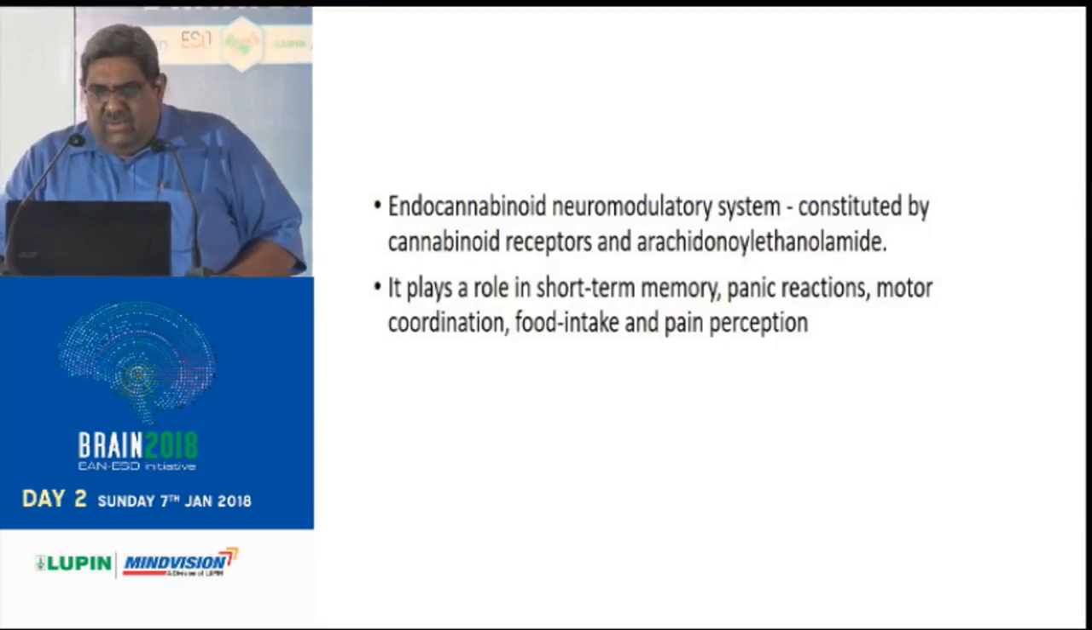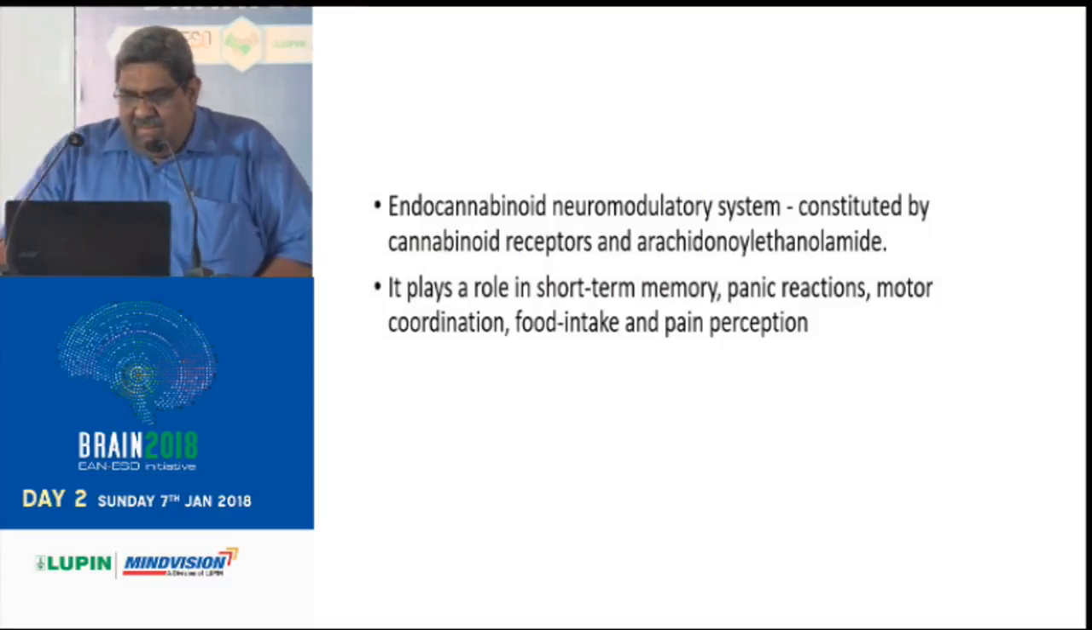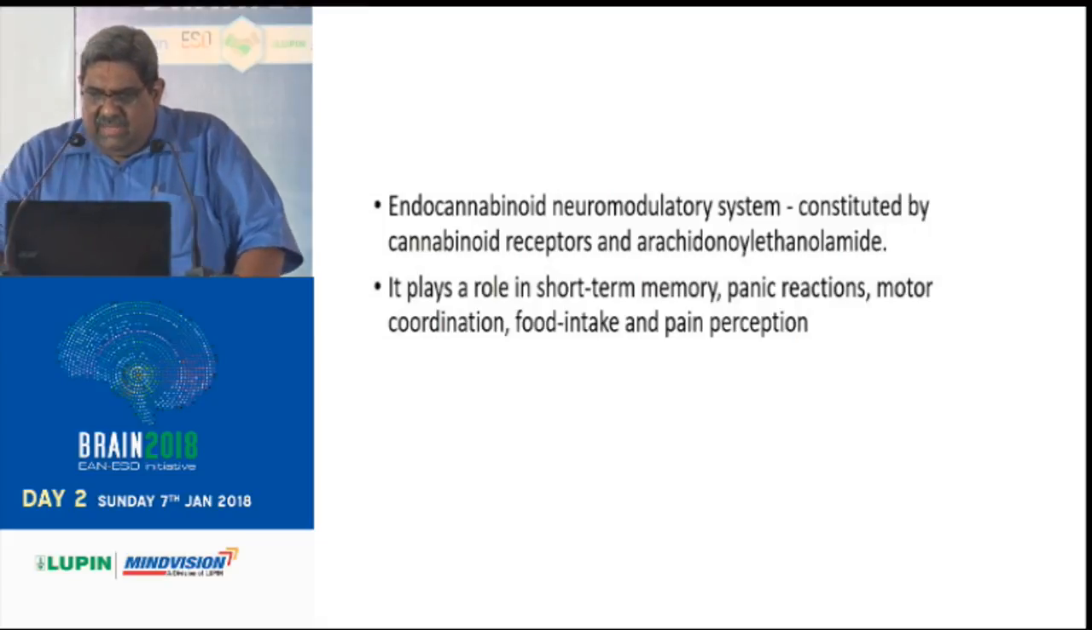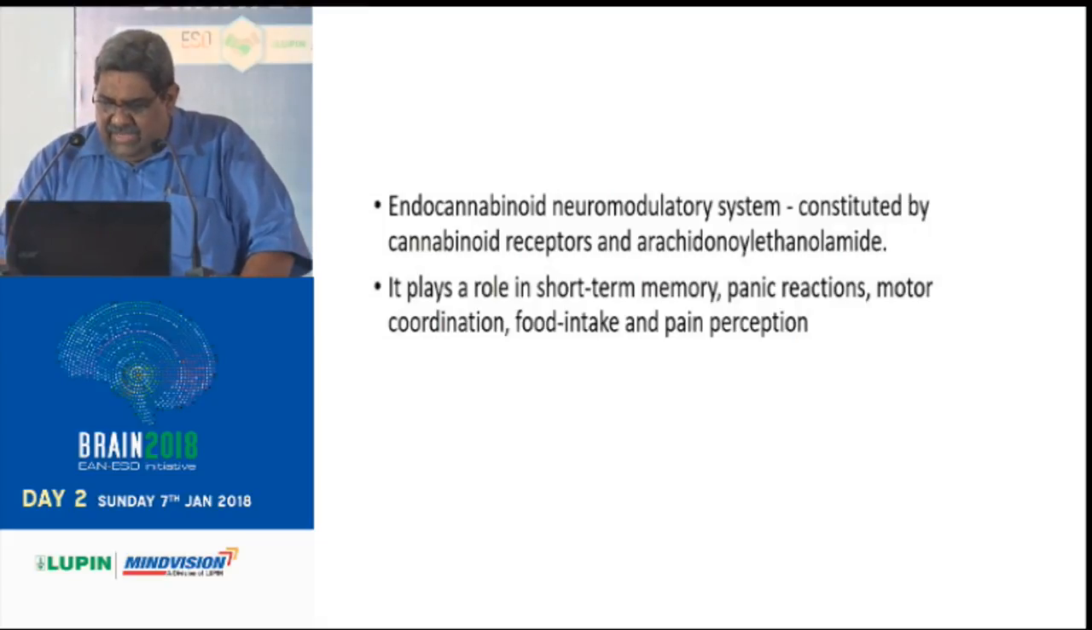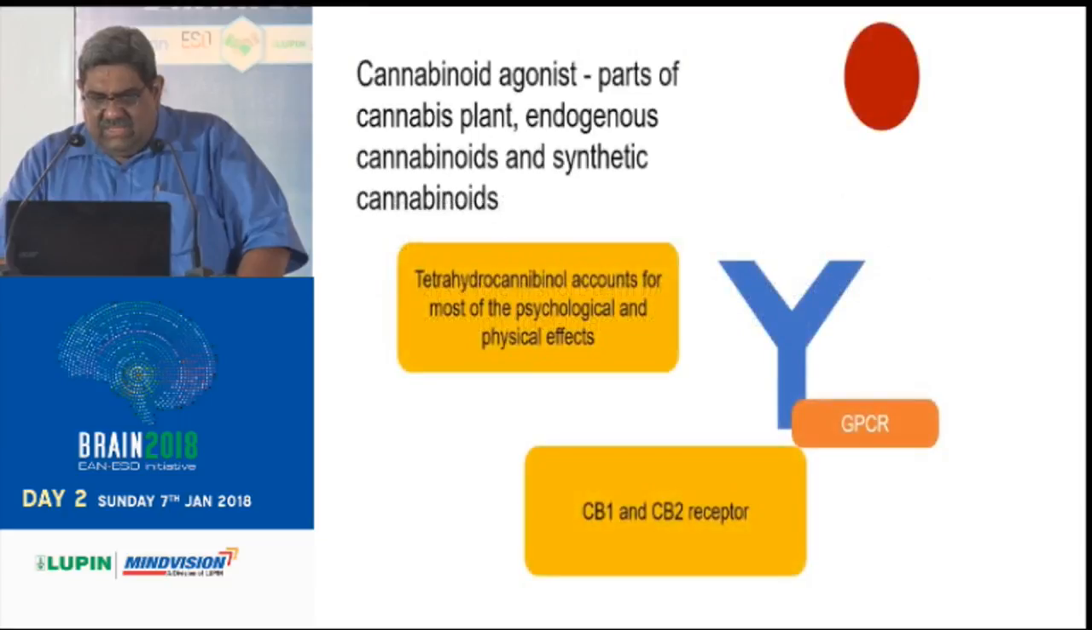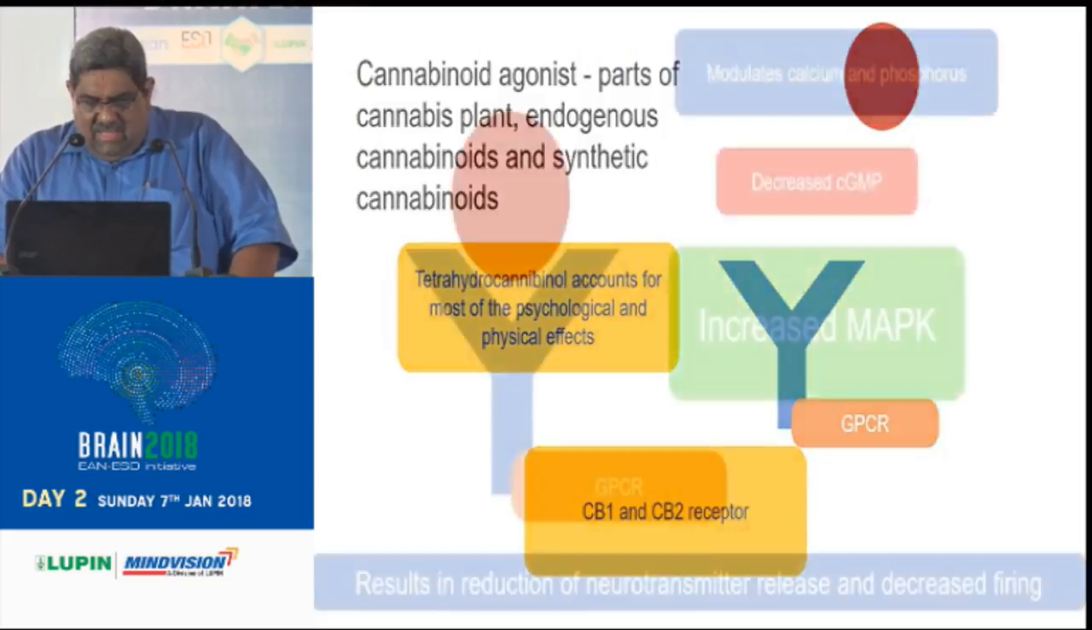So the endocannabinoid neuromodulatory system, which is present in our brain, is constituted by the cannabinoid receptors and arachidonoylethanolamide. It also plays a role in short-term memory, panic reactions, motor coordination, food intake, and pain perception. Tetrahydrocannabinol accounts for most of the psychological and physical effects, and the cannabinoid system has CB1 and CB2 receptors.